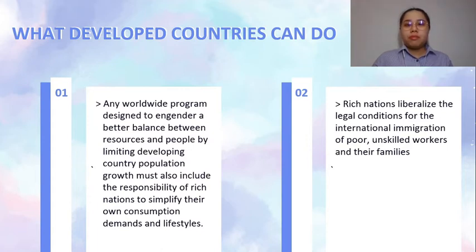First, any worldwide program designed to engender a better balance between resources and people by limiting developing country population growth must also include the responsibility of rich nations to simplify their own consumption demands and lifestyle. Thus, the resources could be used by poor nations to generate the social and economic development essential to slowing population growth. Second, the rich nations should liberalize the legal conditions for international immigration of poor, unskilled workers and their families from Africa, Asia, and Latin America to North America, Europe, Japan, and Australia.